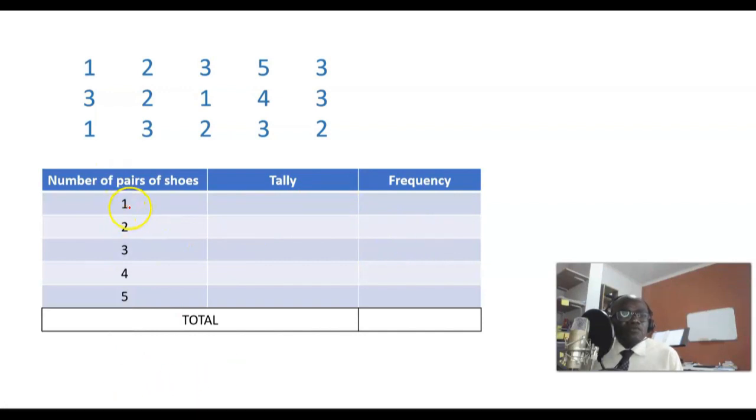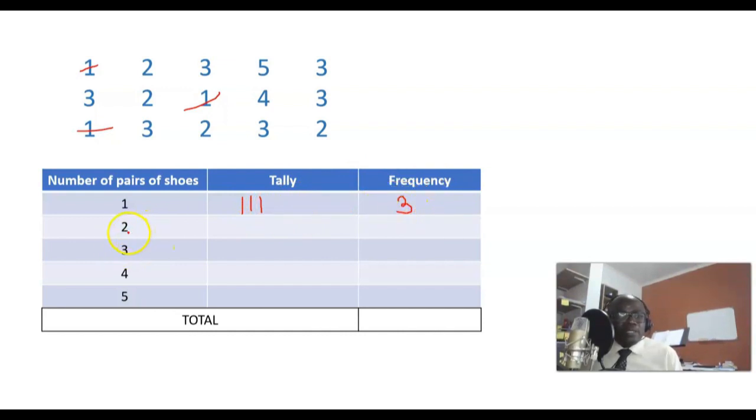Let's see how many said they have one pair. So, one, two, okay, so one, two, three. So those who say they have one pair of shoes, it's one, two, three. So I'll put tally marks here. Those who said they have one pair of shoes are three. So I'll indicate three in frequency. So what you have here in the first column, you have number of pairs of shoes. And then after counting, we'll write the tally marks here. And then frequency. Frequency means the number of times it occurs. We put the number here, three.